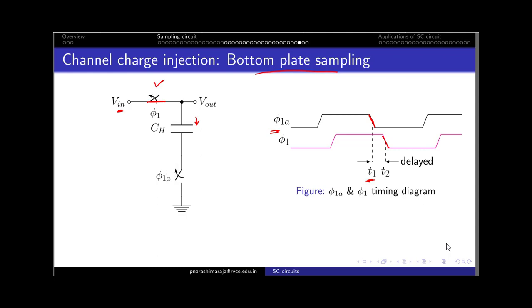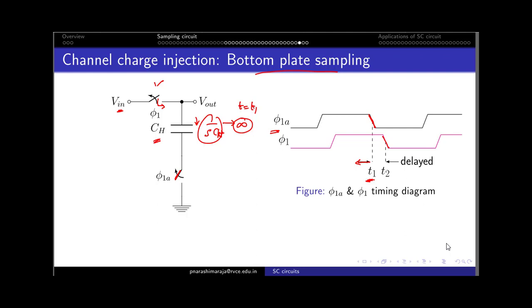That is, the switch is open, and now this particular capacitance CH poses an infinite impedance rather than 1 by SCH. This was the impedance for the time before t1. The moment I turn off this particular switch, the impedance changes from this value to an infinite impedance, at time t equals t1. Now, due to this, the moment I turn off this switch, the channel charge tries to see an impedance which is not finite, but rather infinite.